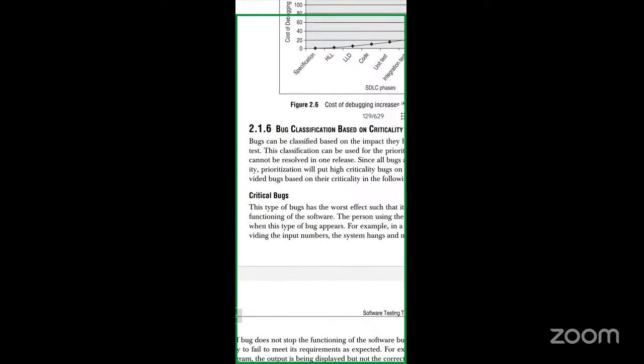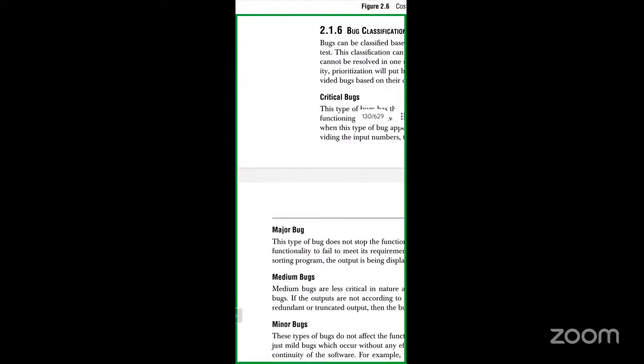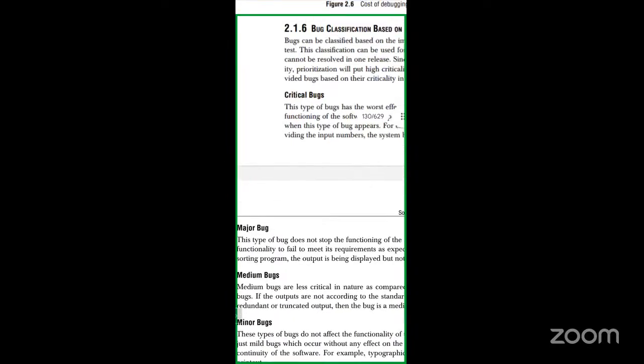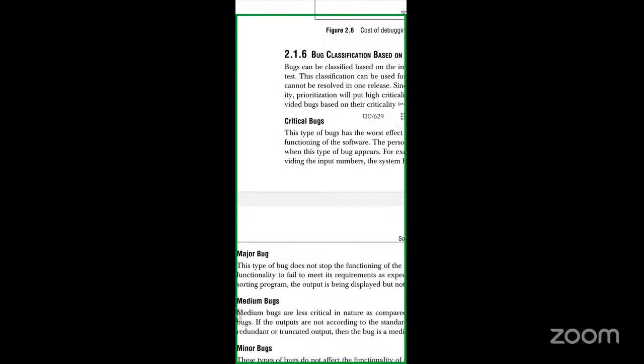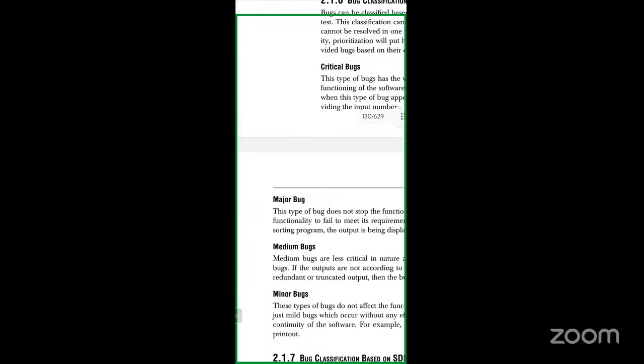Then we have bug classification based on criticality. That is, we have critical bugs, major bugs, medium bugs, and minor bugs. If we can solve it within a limited period of time, we say it is a minor bug. If it takes a little more time than the minor bug, we say it is a medium bug. If it takes longer, we say it is a major bug.